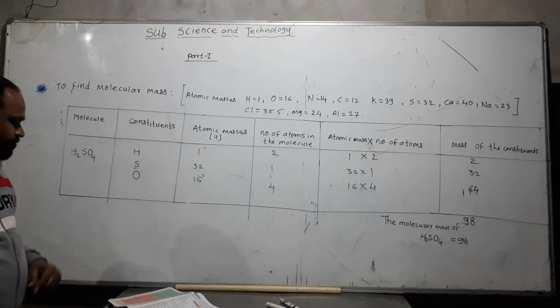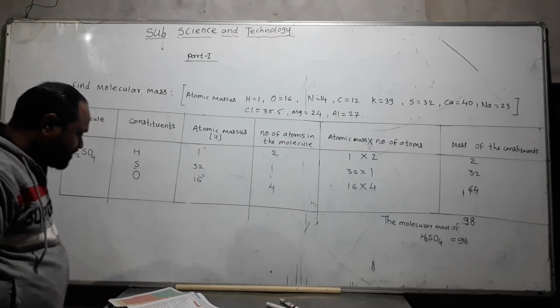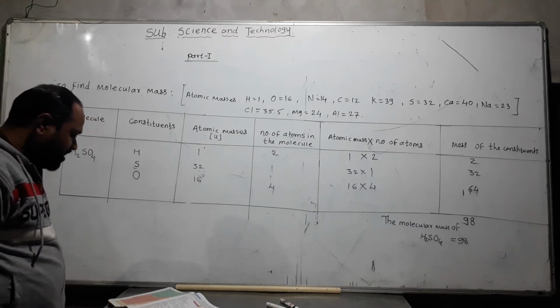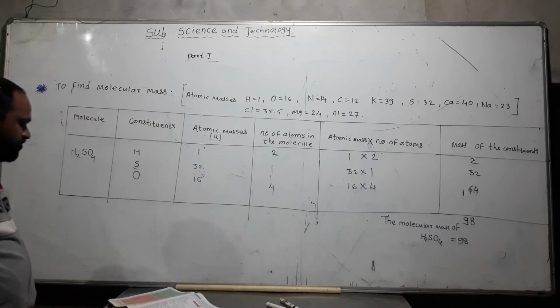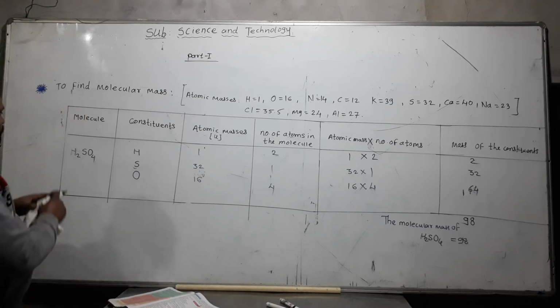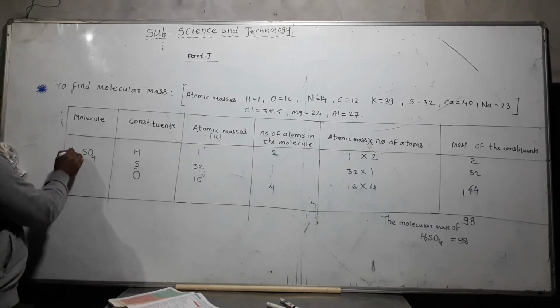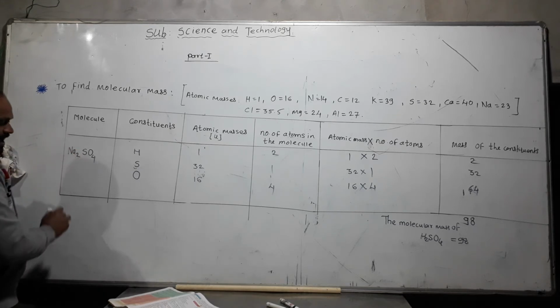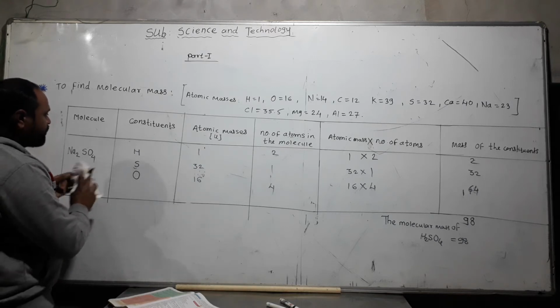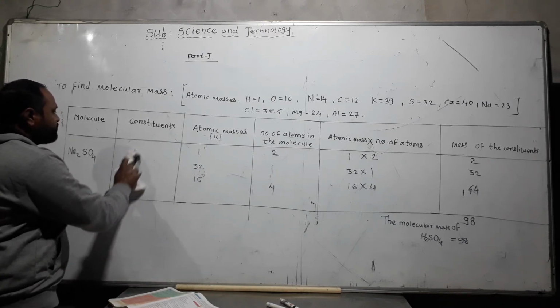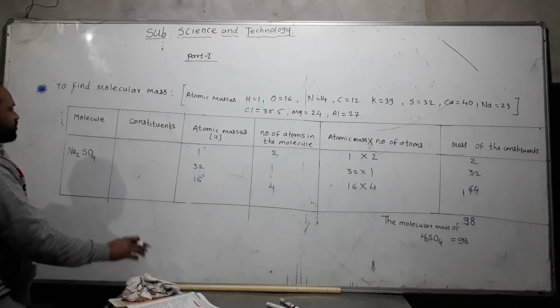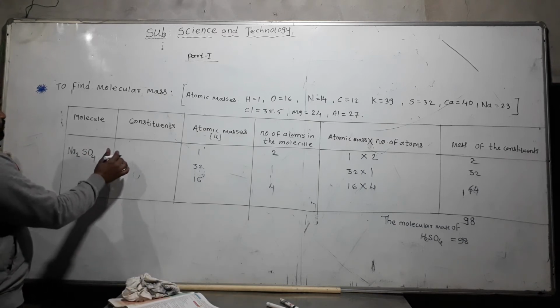Now again one more example here. Write the molecular mass of Na2SO4. Find the molecular mass of Na2SO4. Now here, how many atoms are there in a molecule of Na2SO4?